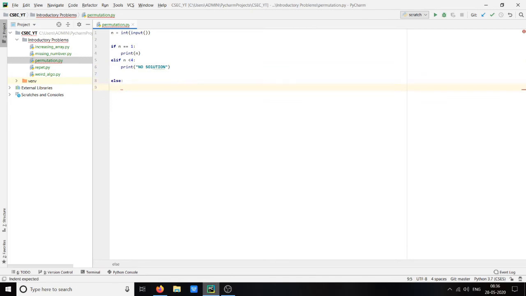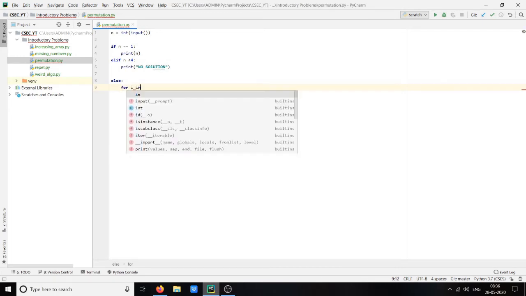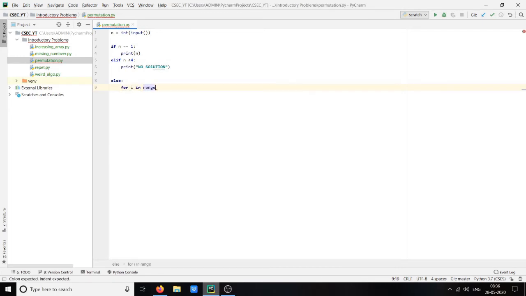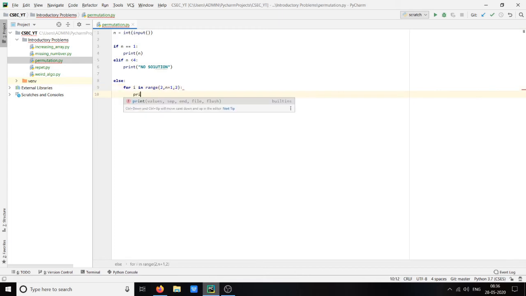now we will apply our logic. What we will do is print all the even numbers smaller than the input number. So all the even numbers are for i in range 2, n plus 1, 2. It will print all the even numbers up to our n.